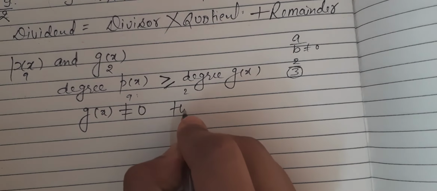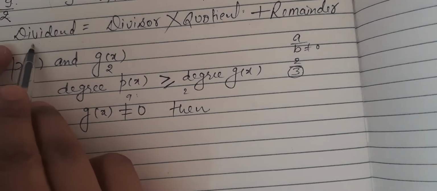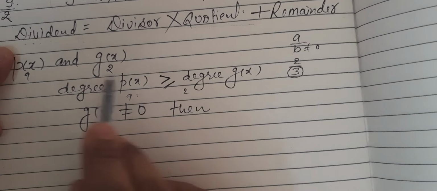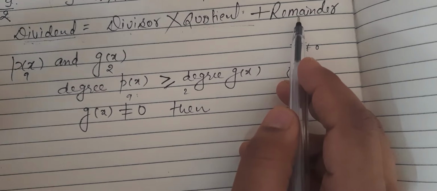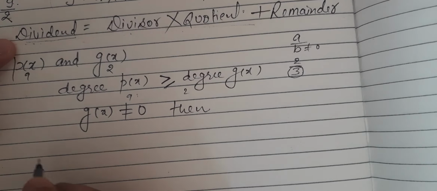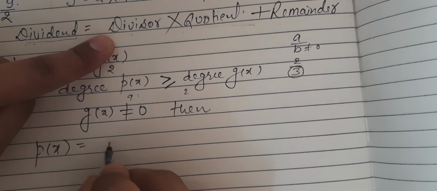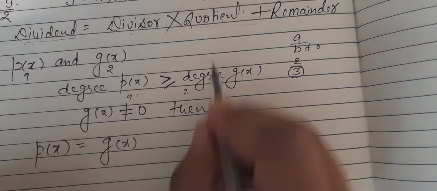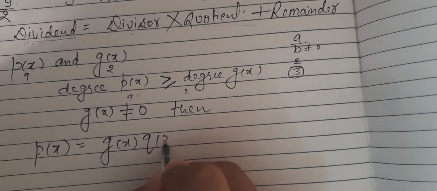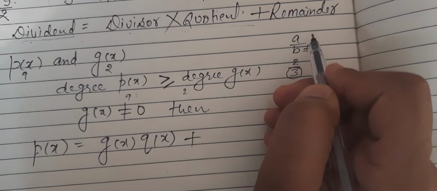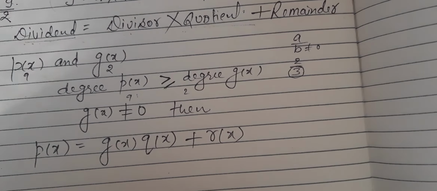Okay, then now we will write this in this form. We will write this: dividend is equal to divisor multiplied by quotient plus remainder, but for the polynomial. So we will write the dividend, here the dividend is p(x), is equal to the divisor, which is g(x), and here the quotient. So in the quotient we will get another polynomial, so let it be q(x), plus we will get a remainder which is again a polynomial, so let it be r(x).